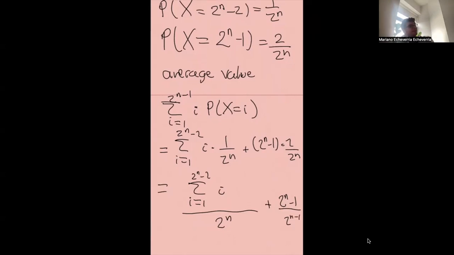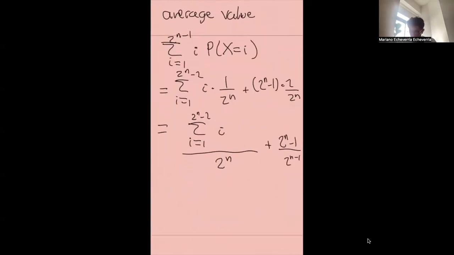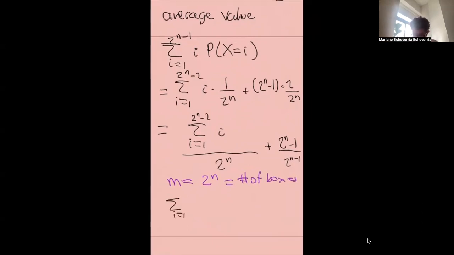And so this is kind of like the sum of the... I guess I should have called it m, it's maybe better looking if you call m 2 to the n, just to say the number of boxes. Otherwise it looks a little bit too ugly. So you can just say this is the sum from 1 to m minus 2 of i over m. Yeah, that looks a lot nicer.